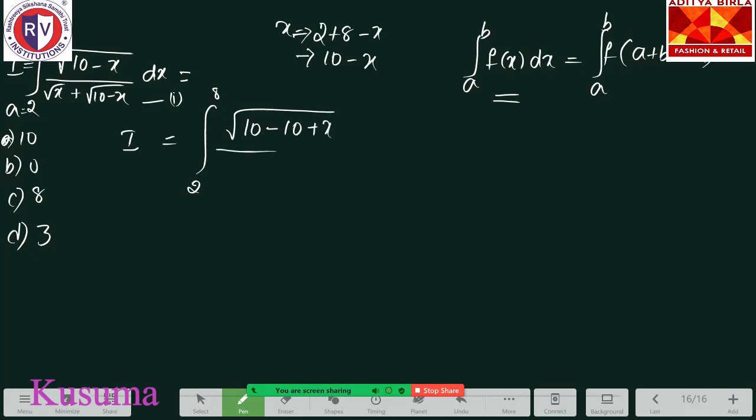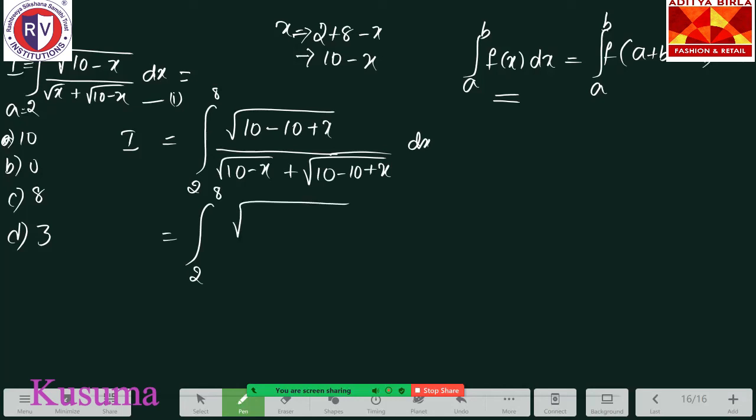root of 10 minus 10 plus x here, divided by root of 10 minus x plus root of 10 minus 10 plus x into dx, which will be integration 2 to 8 root x divided by root of 10 minus x plus root x. Let this be equation number 2. This is also I. Now let's add 1 and 2.